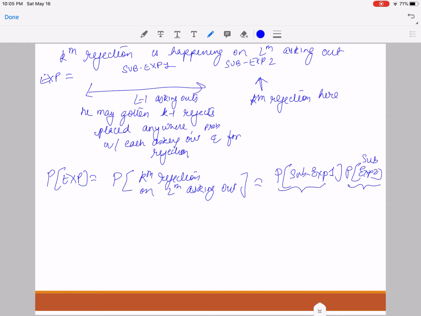Okay, I hope you guys got the chance to solve this problem. As it turns out, sub-experiment 1 is actually a binomial random variable because we have L minus 1 fixed experiments and we are getting K minus 1 rejects anywhere.